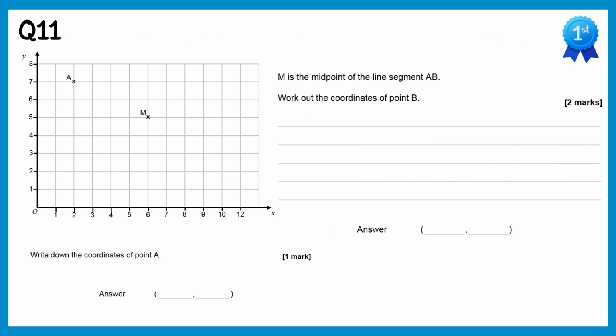First of all, we need to find the coordinates of A, so if we start at A and go down to the x-axis, we see it hits at 2, so the x-coordinate is 2. If we go from A across to the y-axis, it hits at 7, so the y-coordinate is 7.